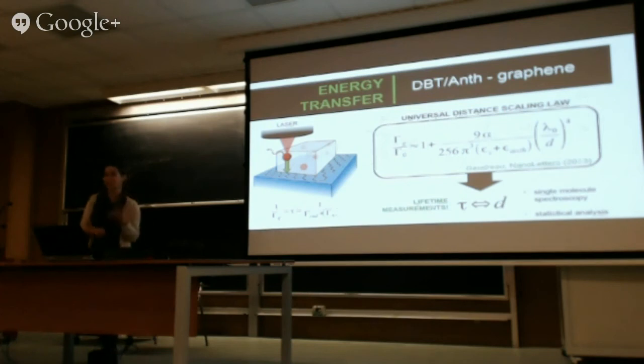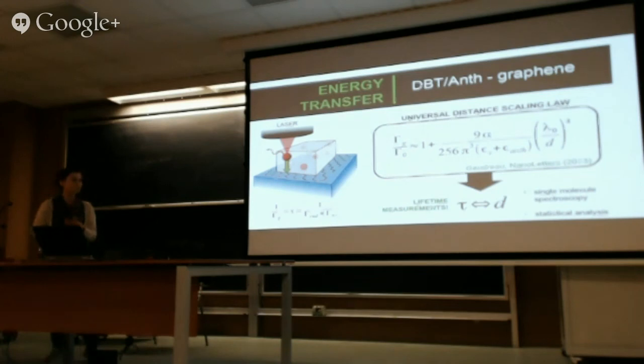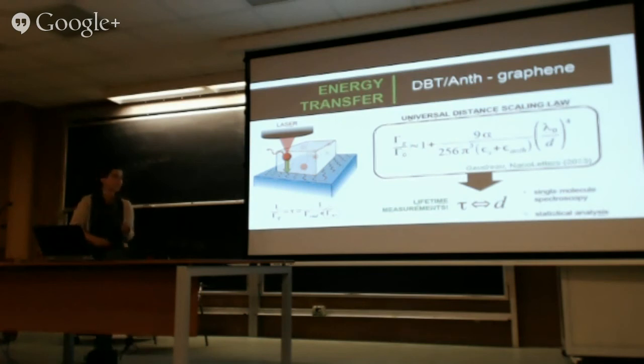So, to study the energy transfer mechanism, what we do is measure the lifetime of our emitter, as it's correlated to the distance. What we expected is that since we have a new non-radiative mechanism available for the emitter, its lifetime will be lowered by the presence of the graphene. And the nearer the molecule is to graphene, the shorter its lifetime.